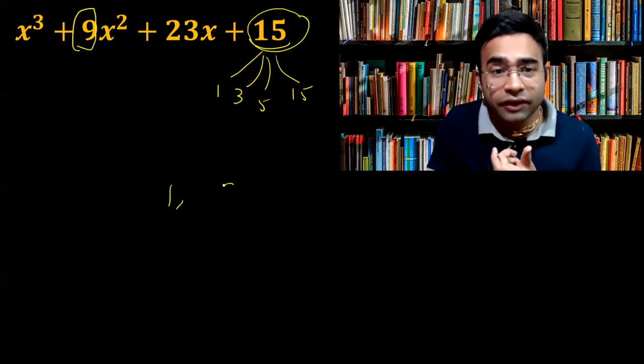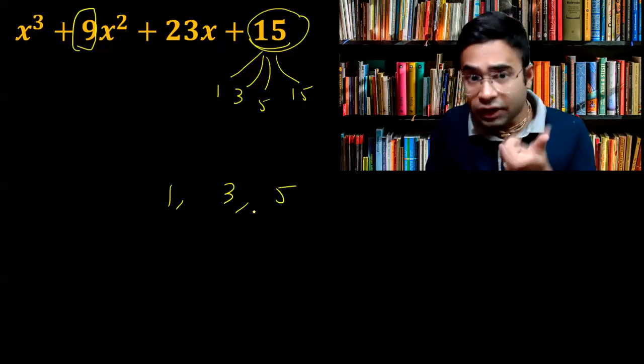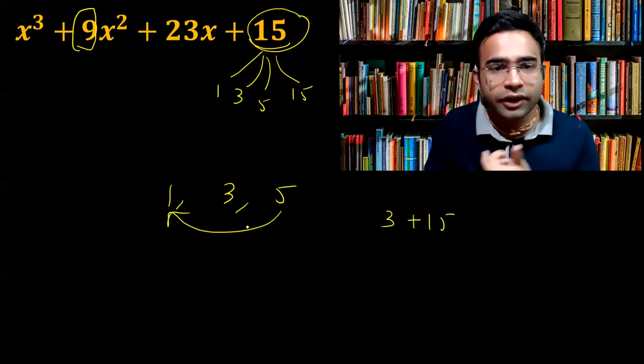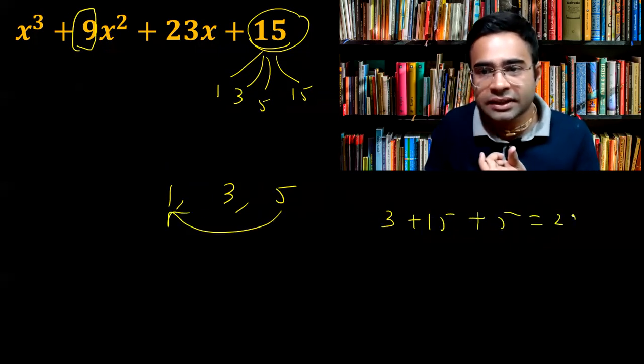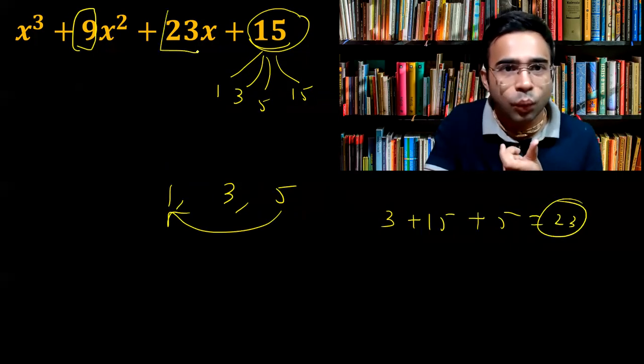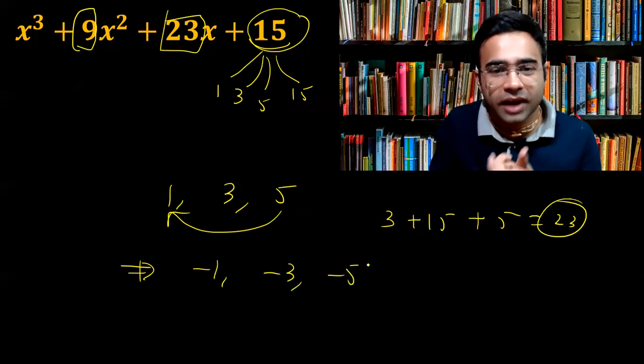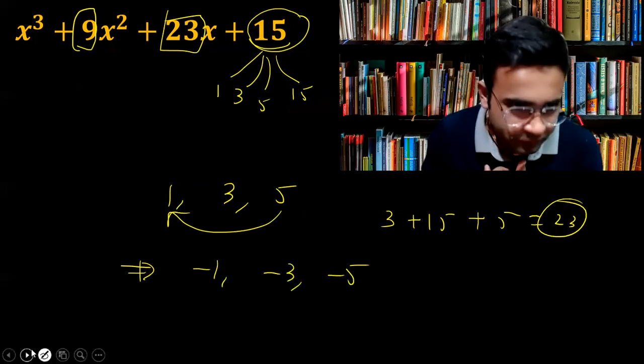And kids, you have done it. 1, 3, 5. Verified, kids. 1 into 3 is 3. 3 5s are 15. 5 into 1 is 5. Is it 23? Yes. Wow. So the answer is what? -1, -3, -5. Wasn't that quick, kids?